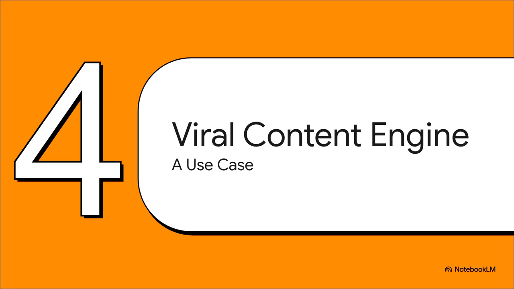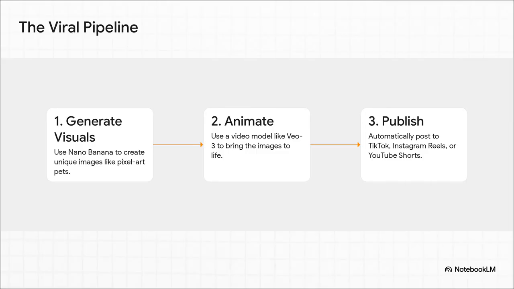So let's look at a really concrete example of how this all comes together. What if you could build a fully automated viral content engine? Okay, here's how the pipeline works. First, you use Nano Banana to automatically generate a whole batch of unique visuals, let's say an entire cast of pixel art pets. Then, those images are automatically sent over to a video model like Veo 3, which brings them to life with animation. And finally, the system publishes those finished videos directly to your TikTok, your Instagram, or YouTube Shorts, all without you lifting a finger.